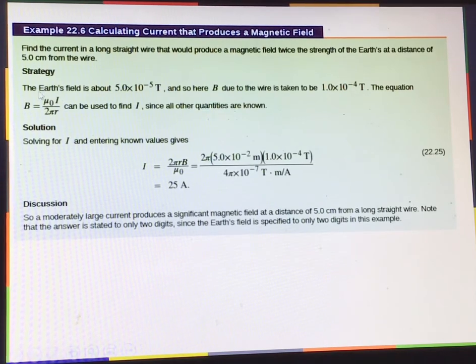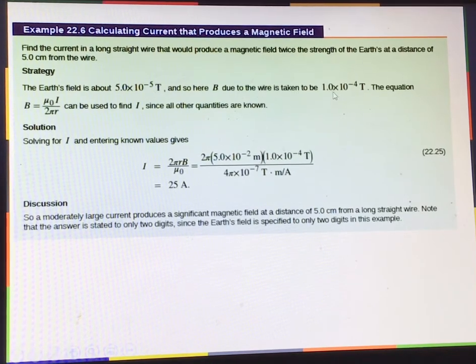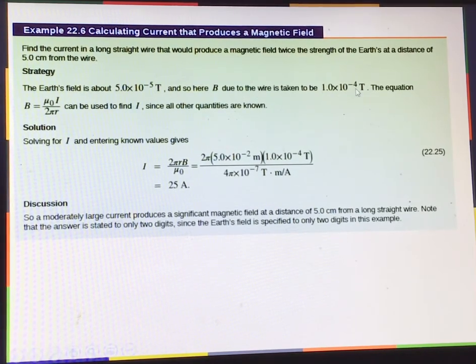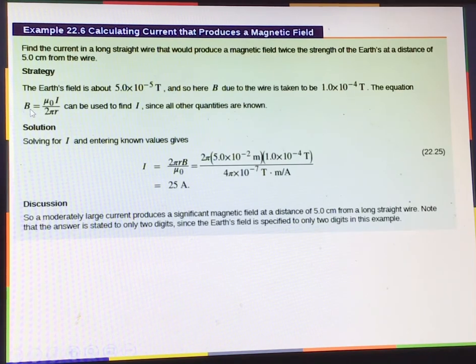So we know that the Earth has a magnetic field of about 5.0 times 10 to the negative 5 Teslas. Since we want the magnetic field to be twice that value, we need to multiply this by 2. If you multiply that by 2, you get 1.0 times 10 to the negative 4 Teslas. Now, using this equation, I can calculate what my current is.